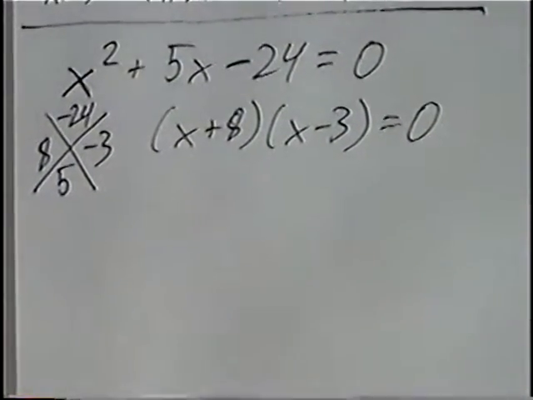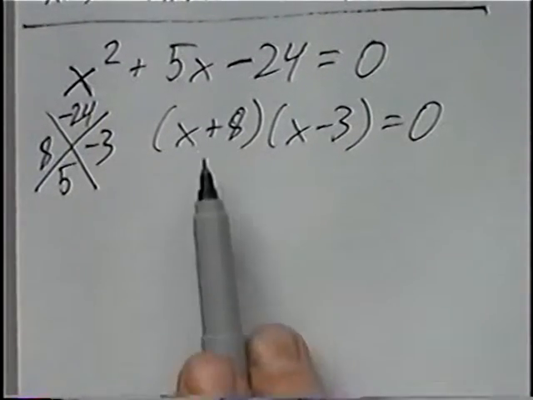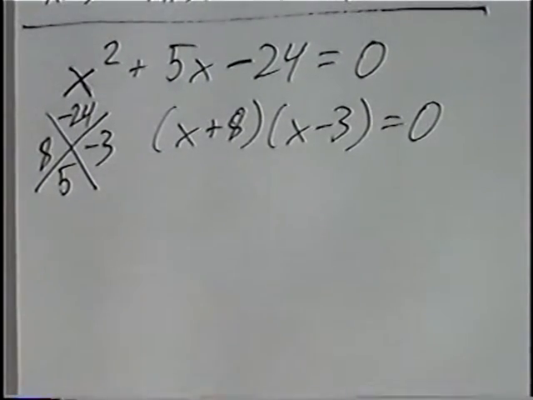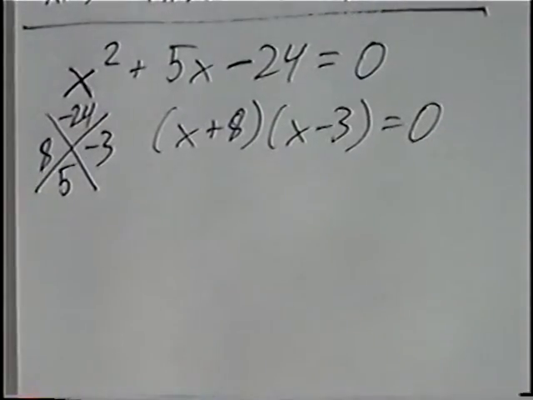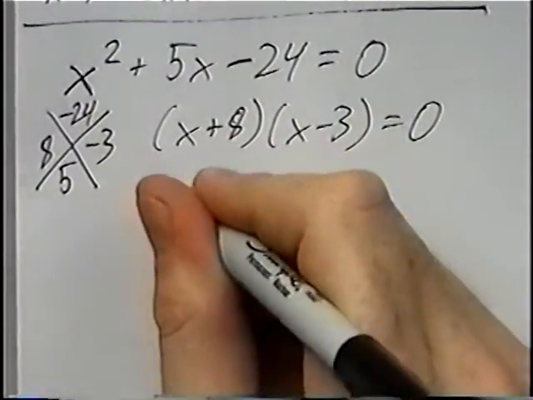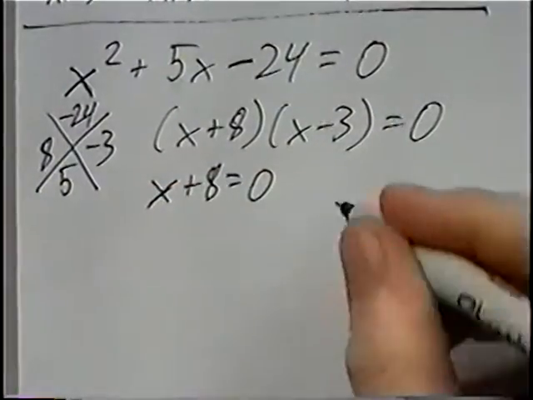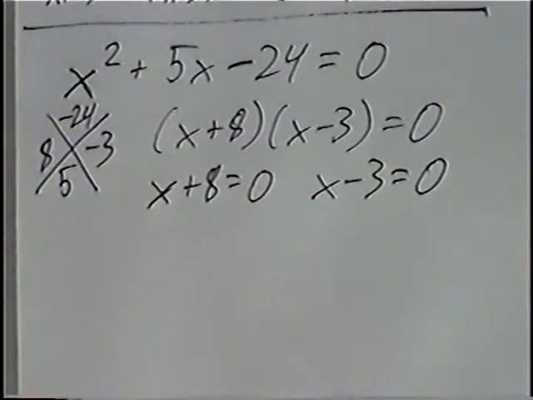After we factor, we can solve this equation, and taking our solutions, we can graph. We have two parentheses being multiplied together that equal 0. Using zero product property, one of these parentheses or both of them have to equal 0. So x plus 8 has to equal 0, and the second parenthesis, x minus 3, could also be 0.